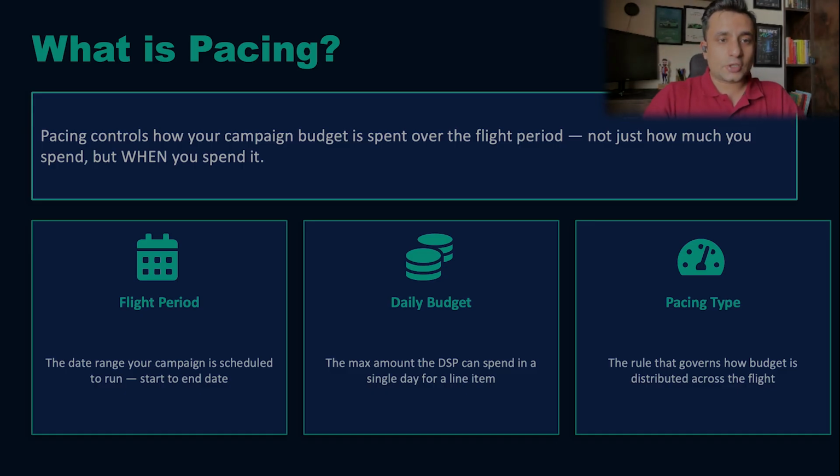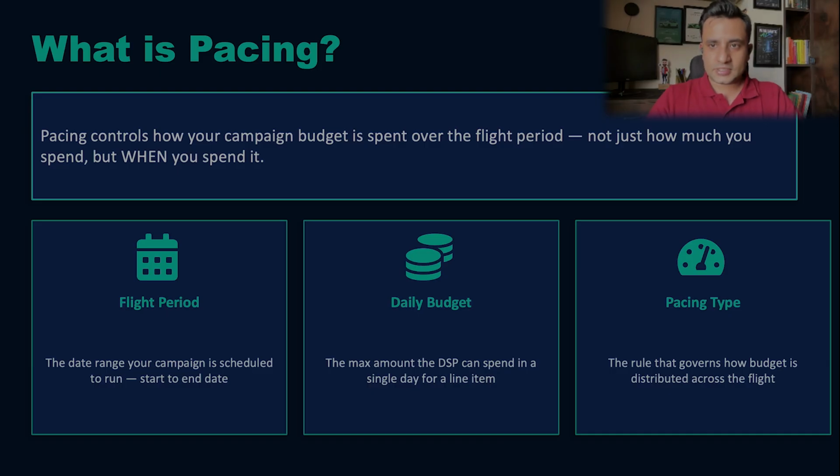Pacing controls how your campaign budget is spent over the flight period, not just how much you spend, but when you spend it. Okay, what is flight period? Flight period is the date range your campaign is scheduled to run. Let's say 1st April to 22nd June. So that becomes a complete flight period. That is the start to end date.